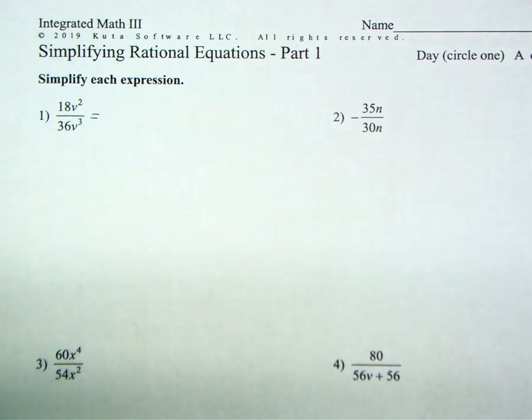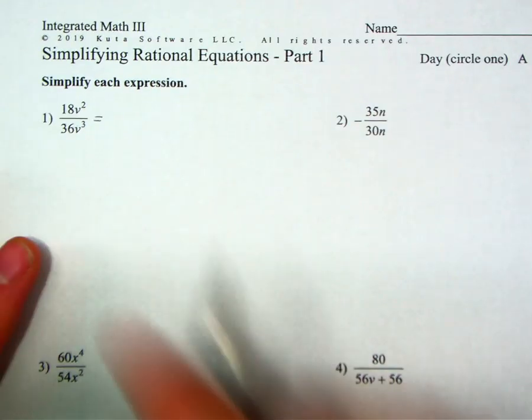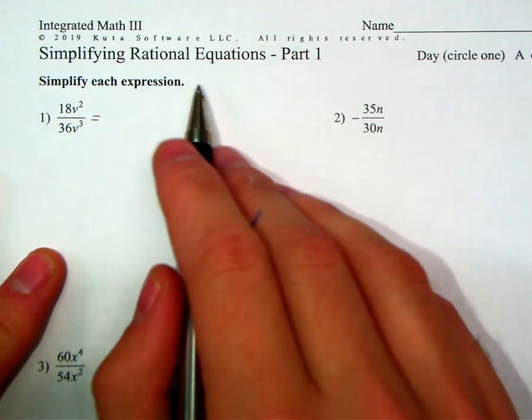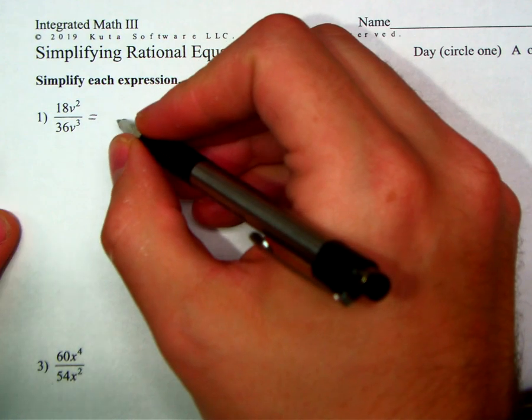Okay guys, this is a video where I show you the answers to the homework, Simplifying Rational Equations Part 1. When I simplify rational expressions, I want to factor the top and the bottom first.